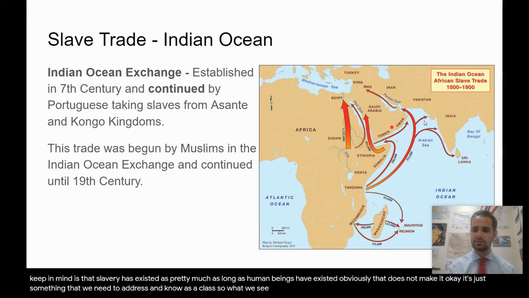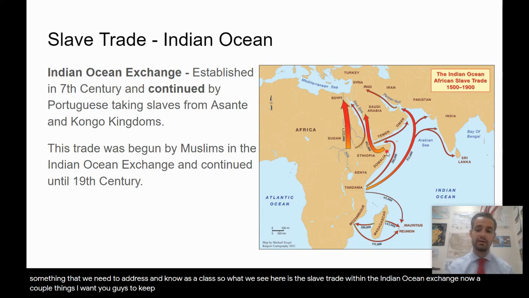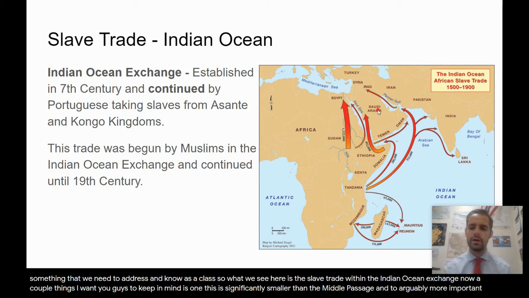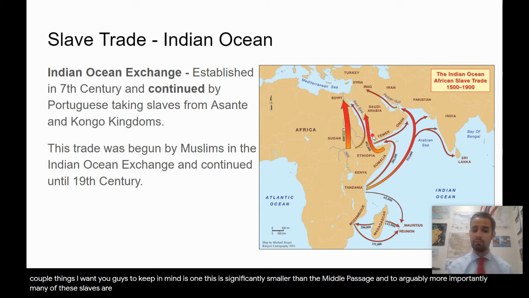So what we see here is the slave trade within the Indian Ocean Exchange. Now, a couple things I want you guys to keep in mind is one, this is significantly smaller than the Middle Passage. And two, arguably more importantly, many of these slaves are domestic slaves. And when I say domestic slaves, I mean that they are working in homes or they are traveling with their masters, and that's really about it.